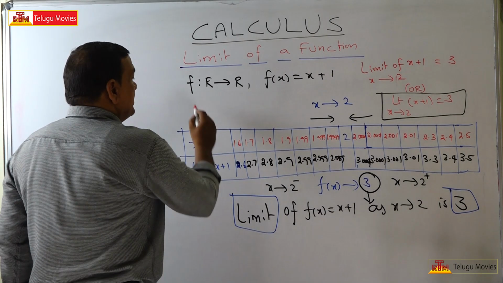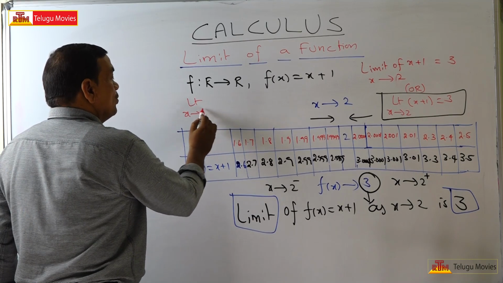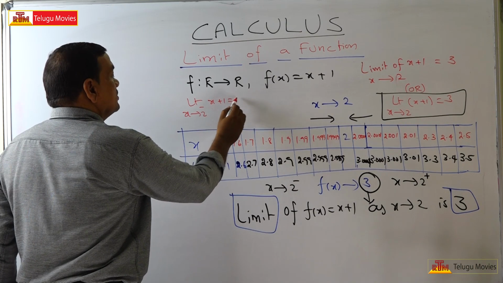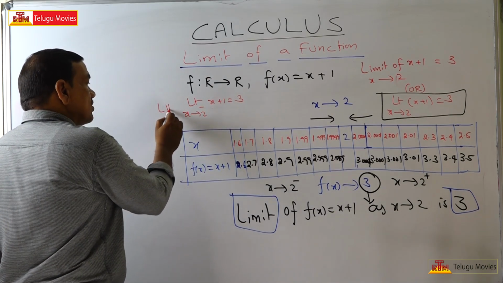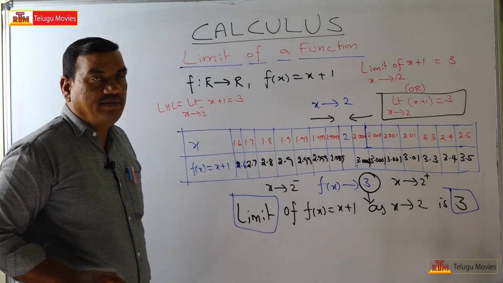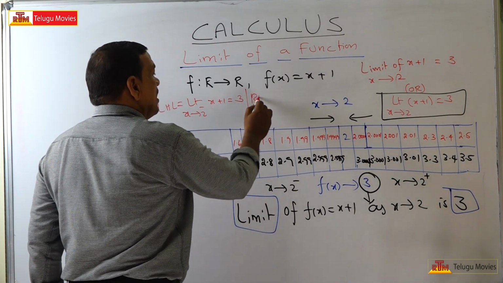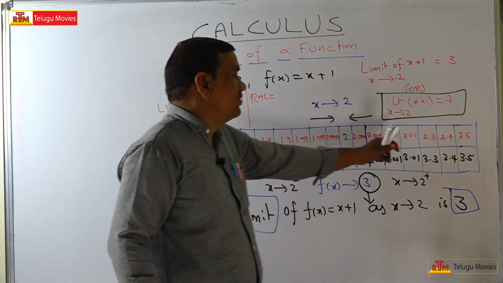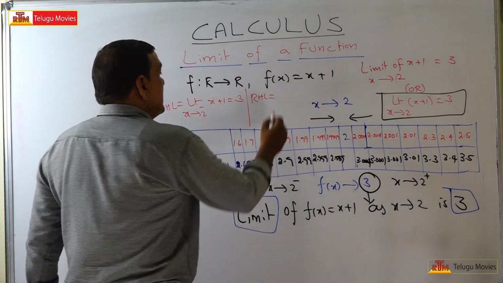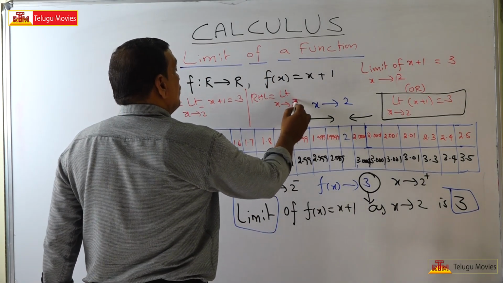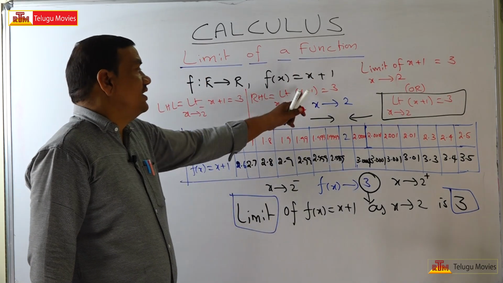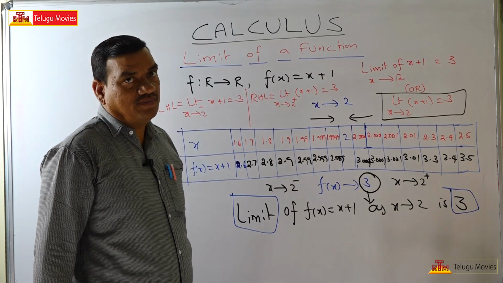So now we will write it as limit x tends to 2 minus of f of x, that is x plus 1, is equal to 3. This is called the left hand side limit. Here RHL, right hand side limit, means you are approaching 2 from the right hand side: limit x tends to 2 plus of x plus 1 is equal to 3. In place of x substitute 2 plus 1, 3. Understand?